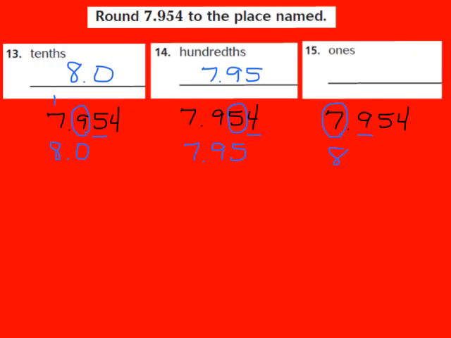Now here's the thing. I know that I have to drop the digits to the right of the circled digit. So my 9, my 5, and my 4 are all going to be dropped. So when I correctly round 7 and 954 thousandths to the ones place, it turns out to be the whole number 8.